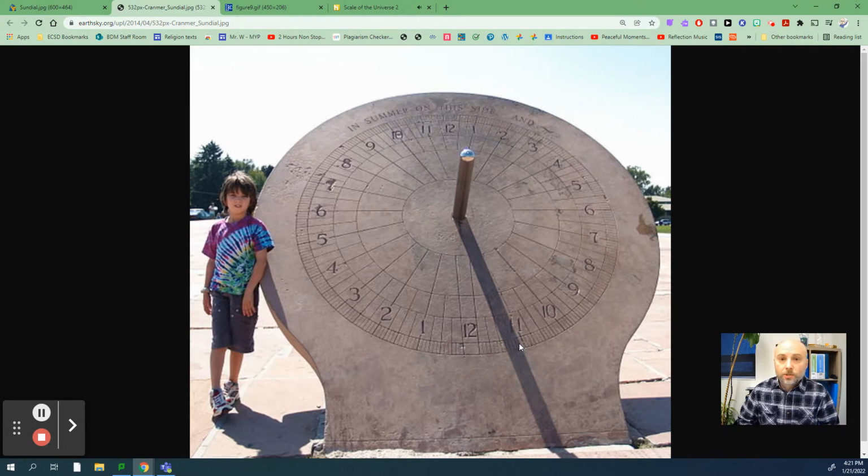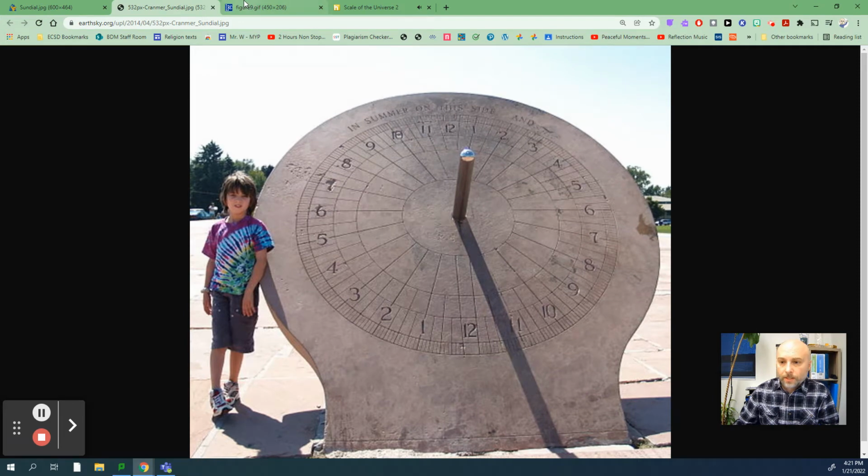Now the important thing to understand with sundials is they have to be fixed. They are installed in a certain way, in a certain position, and they don't move. Because if you were to move it around, depending on which way you turn it, the shadow would be pointing at different numbers. And if it's not oriented in the right way, it would point to the wrong time. So when it's installed, they have to know which way to install it so it points to the right time.